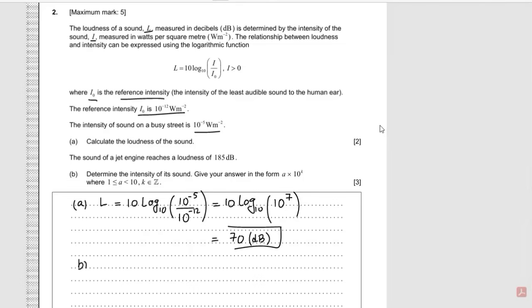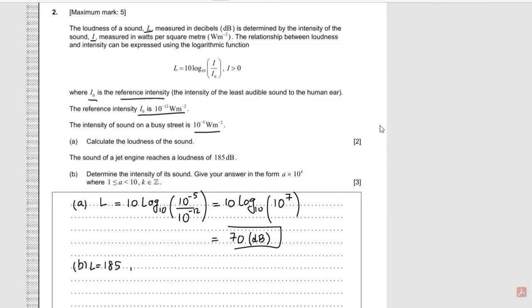Part B. They're saying the sound of a jet engine reaches a loudness of 185. That is L. And they're saying determine the intensity of its sound, give your answer in standard form, a times 10 raised to the power k. K should be an integer and a should be between 1 and 10. So let's go. I can either use just the analytical approach or the graphical one. I usually like these log questions with the analytical approach, but I'll give you some idea about how you can use graphs to find it. Normally, the problem that students face with these kinds of questions is when they graph it, they mess up the viewing window. So you need to just experiment, play around with the viewing window.